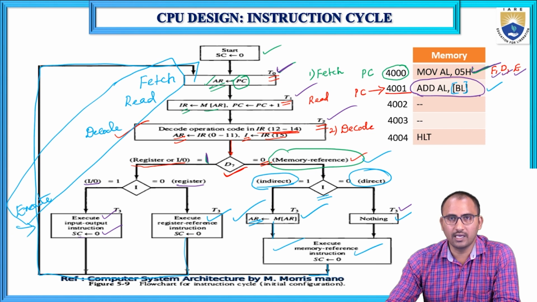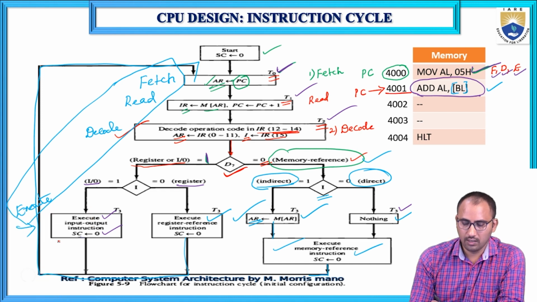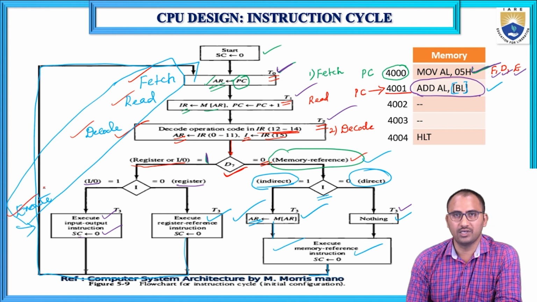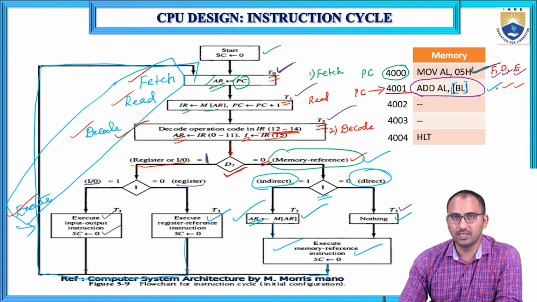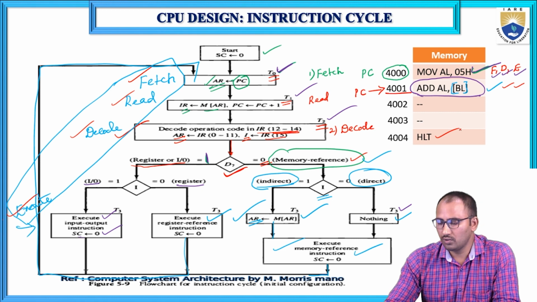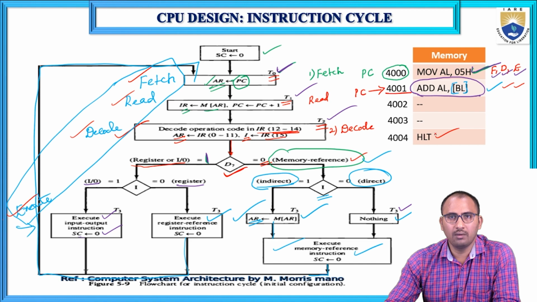Okay, so what is the instruction cycle? It is the time required by the instruction in order to undergo fetch, read, decode and execute. In this way, all the instructions one by one will be fetched, decoded and executed. In the program, the last instruction is the halt. Whenever the halt instruction is executed, then the program execution will be stopped.